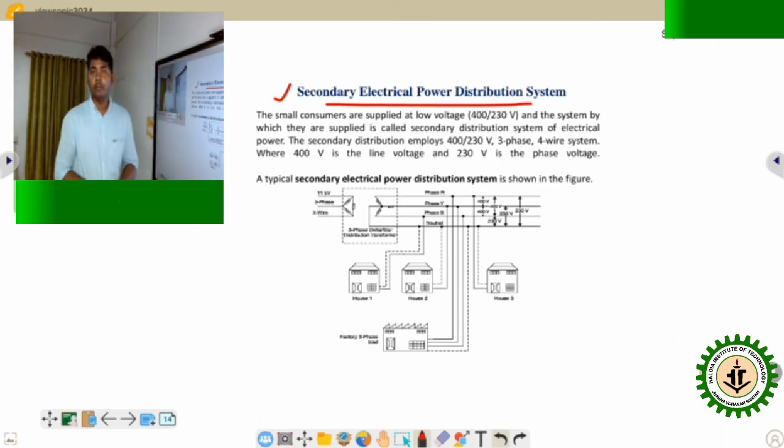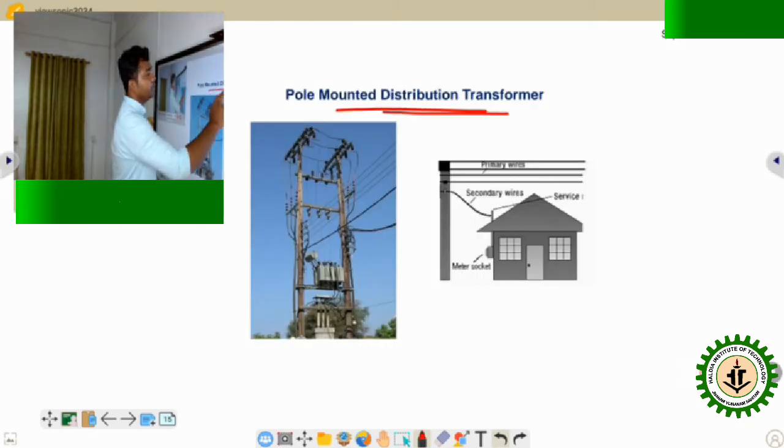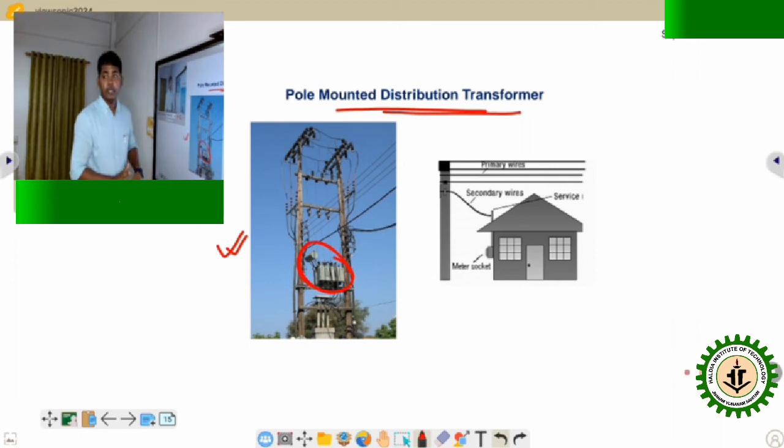Let's see. Before that, if you see this figure, the pole mounted distribution transformer, I think everyone has seen this type of transformer nearby your locality. This is the distribution transformer, which is placed nearby your locality. And suppose one substation is there. From this substation the feeder line goes to this distribution transformer.